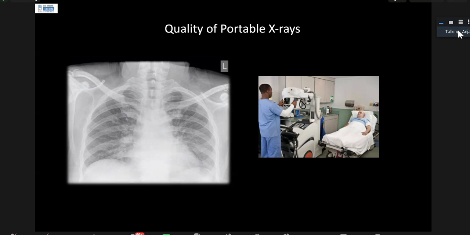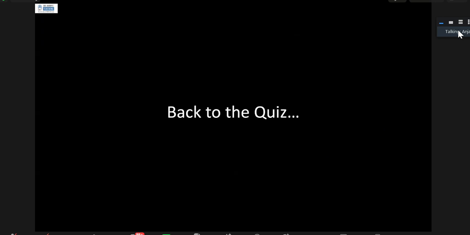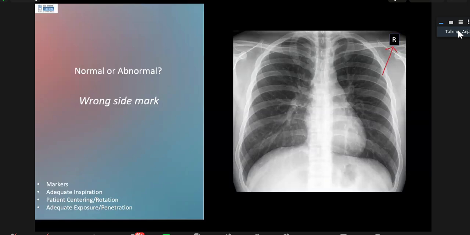Usually, they are all non-standard or suboptimal X-rays. We have to factor all this in, the AP projection, inadequate inspiration, and it may be rotated as well. All these have to be factored in before you comment on any pathology on a portable X-ray. Now we are coming back to the quiz. This quiz was based purely on the technical factors. Now we have gone through the technical factors, I hope you will be able to answer all the questions better.